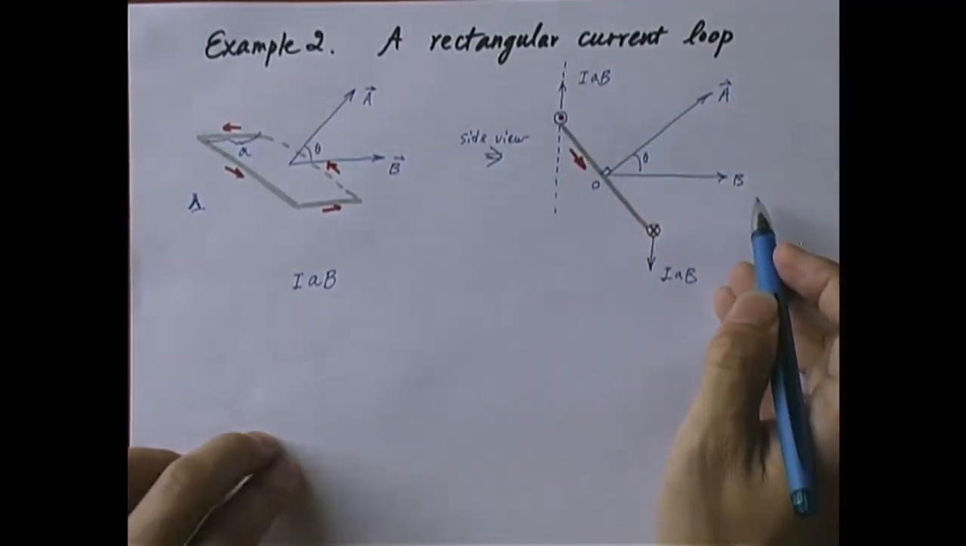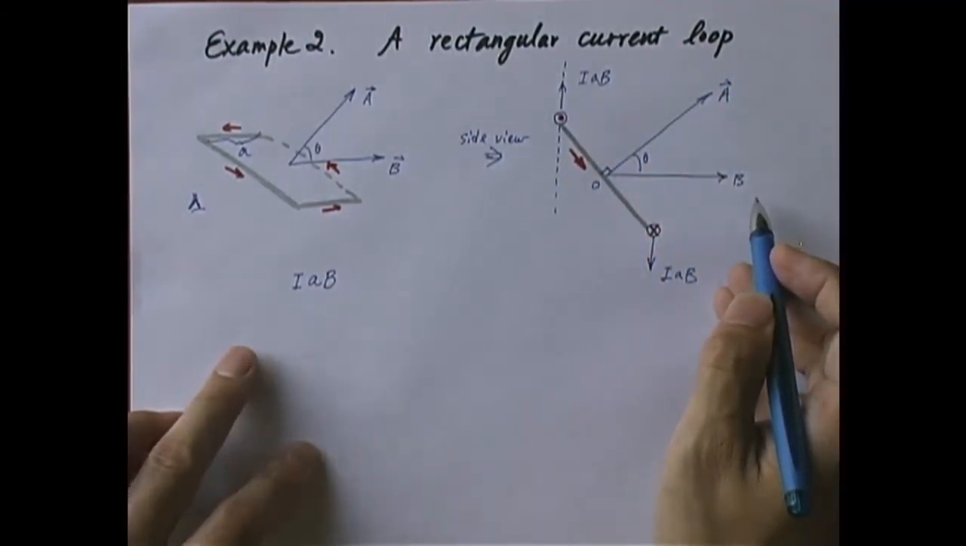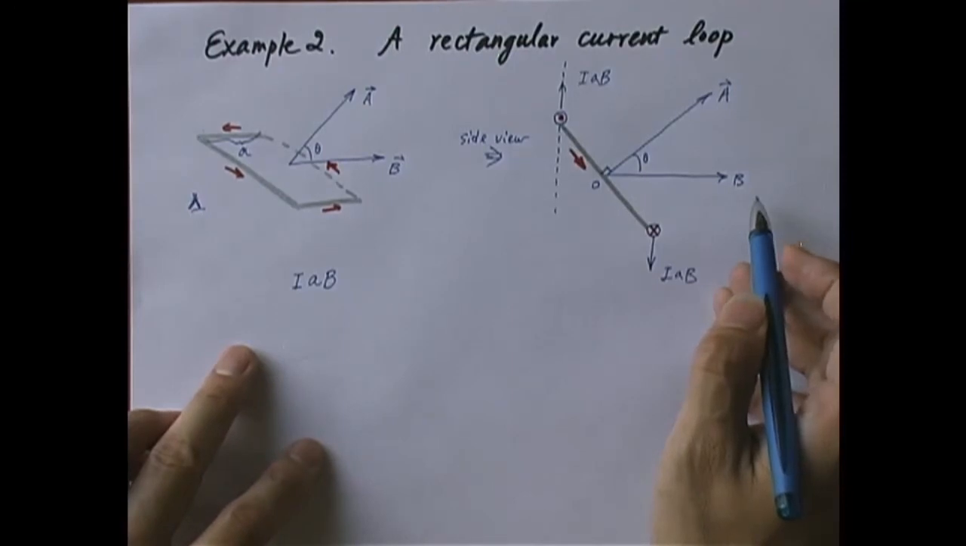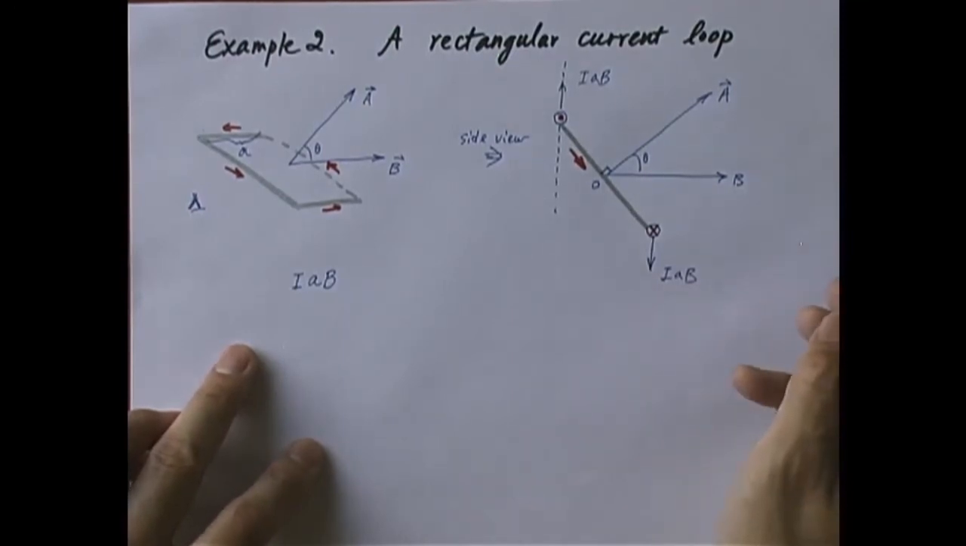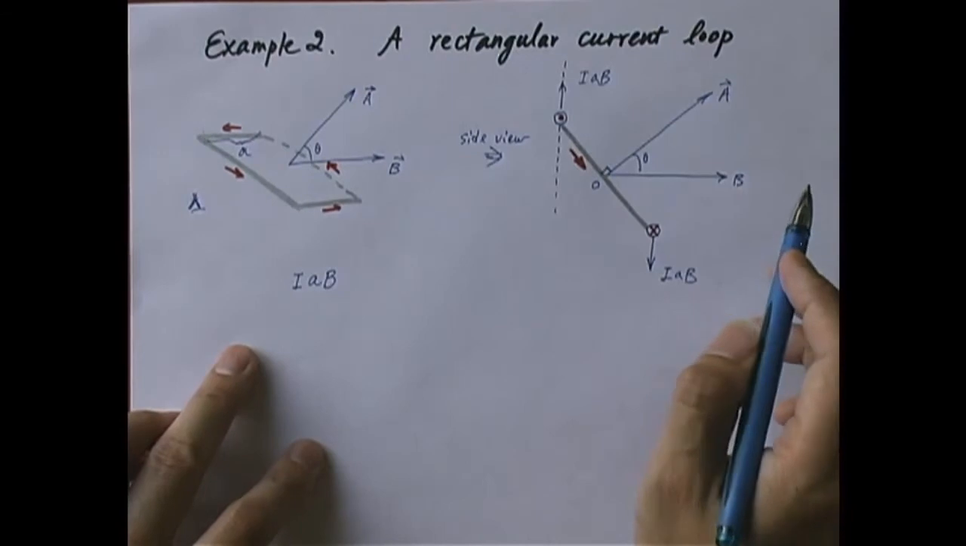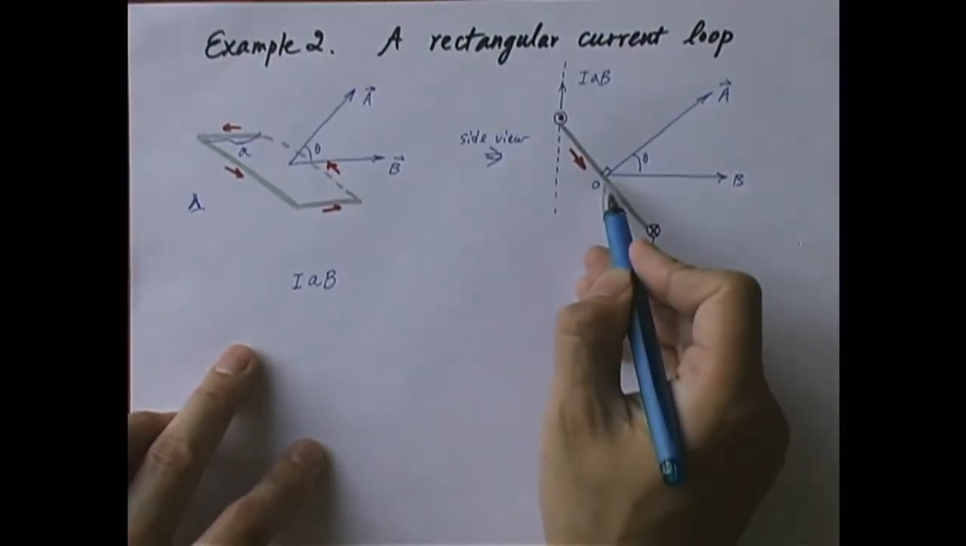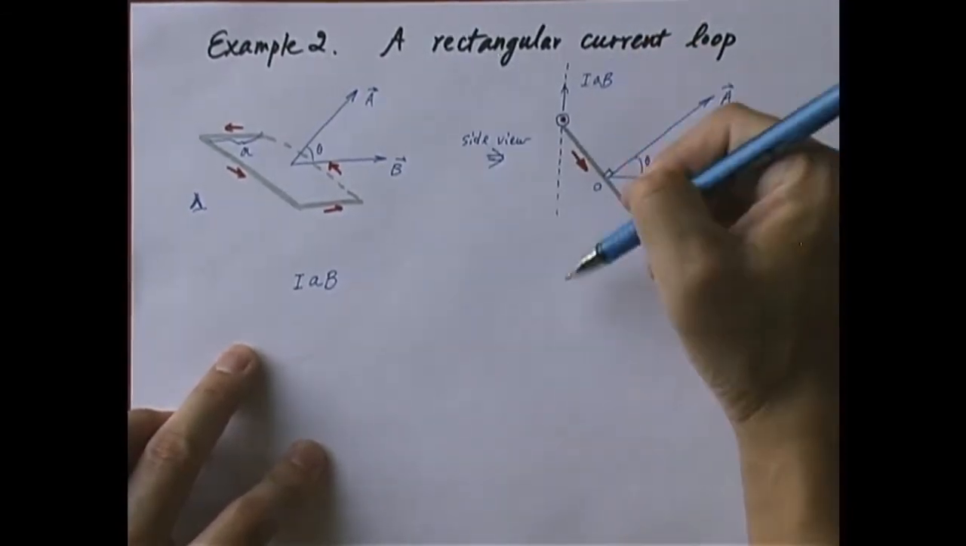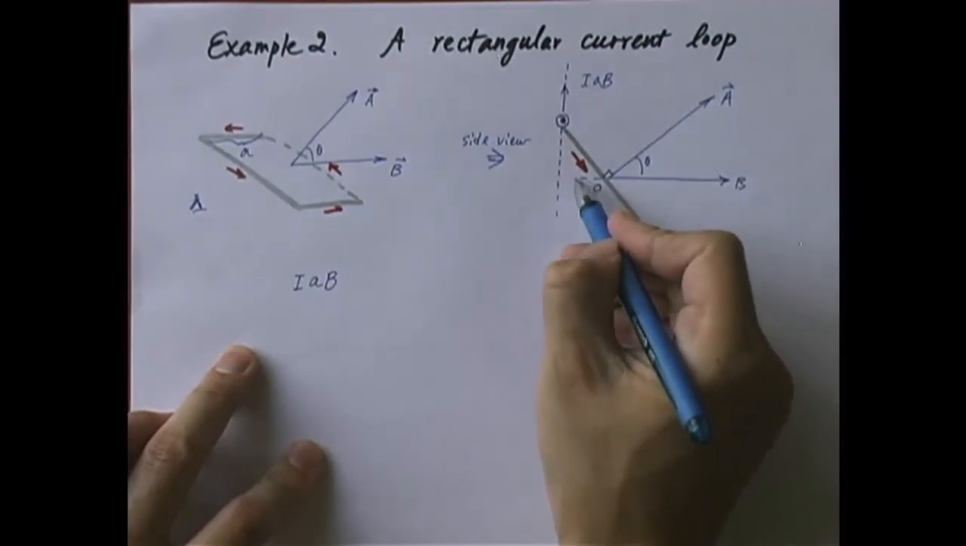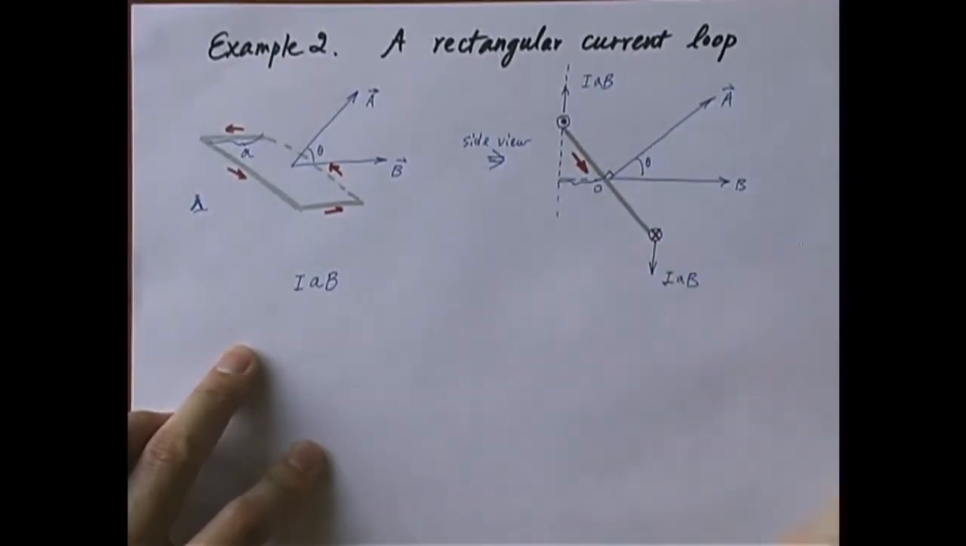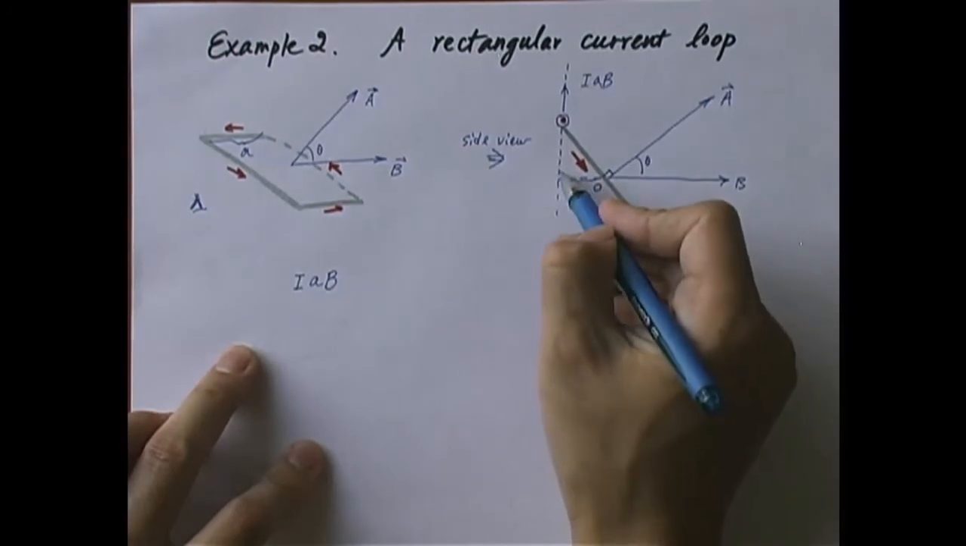Okay, the way we define torque is the product of the force magnitude itself times the so-called lever arm. What is the lever arm? The lever arm is the distance between the point of interest, which in this case is point O, and the line of action. So that is the lever arm. Okay, that is the lever arm, 90 degrees.